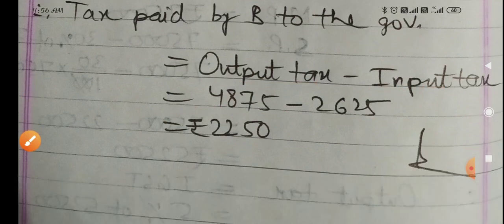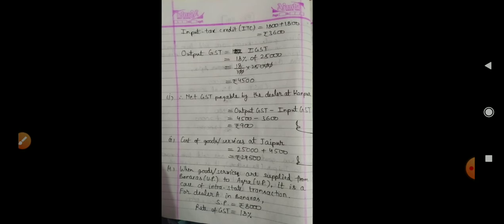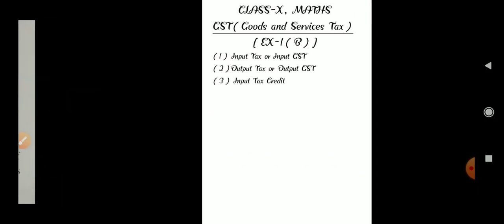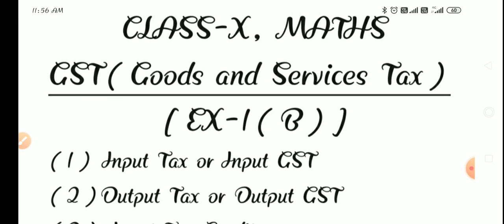So like this students, only 11 questions are there in this exercise. You can do the remaining questions. Many questions I have explained here. You have seen. I hope you have understood all the questions. So it is a very easy topic. So easily you can do.